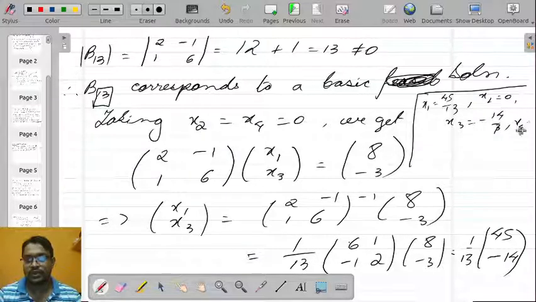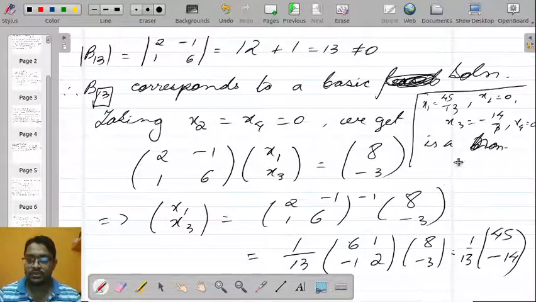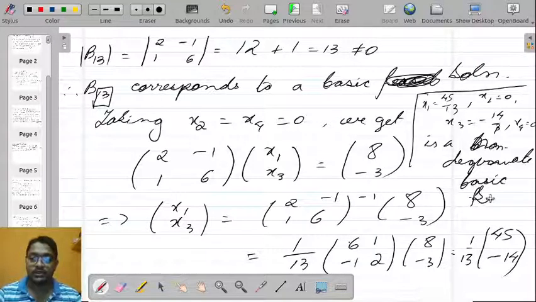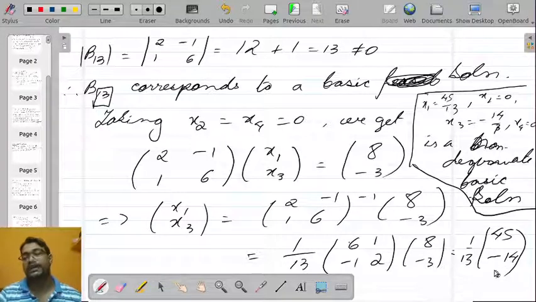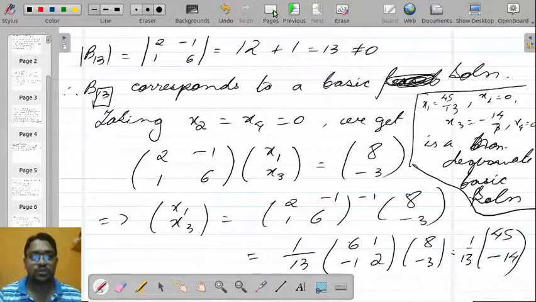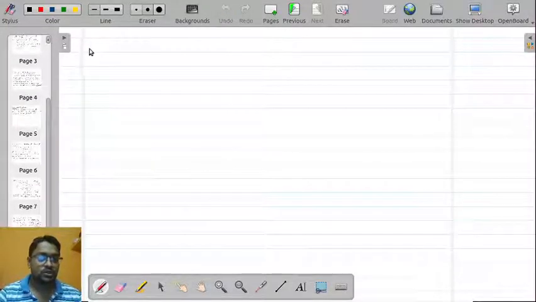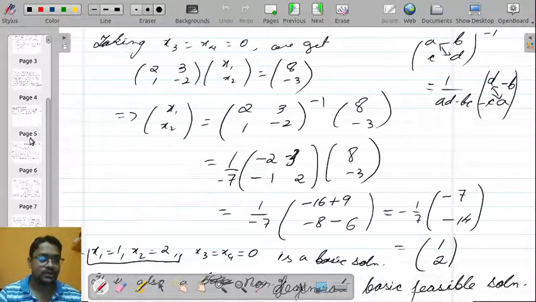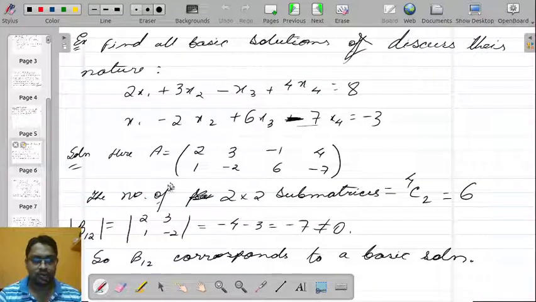Then x4 equal to 0, it's non-basic, and we know it's non-degenerate. It's a non-degenerate basic solution. It's not feasible, right? It's just a basic solution because here one of the variables is negative. So it's a basic solution, it's not a basic feasible solution. Right. So next one, you can see 1 and 4.